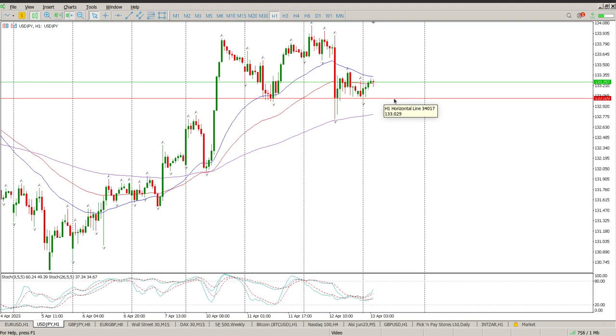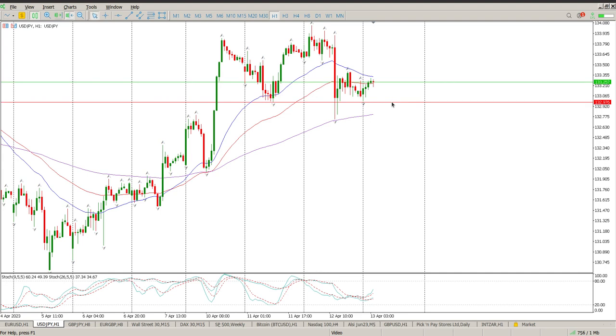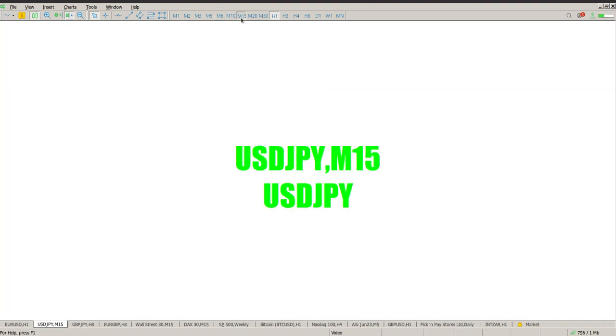This is still my level. This is my line in the sand that we need to see, and I just need to fine tune it because it has changed a little bit. So 132.976. I'm looking for a break and retest of that before looking for a move to the downside.